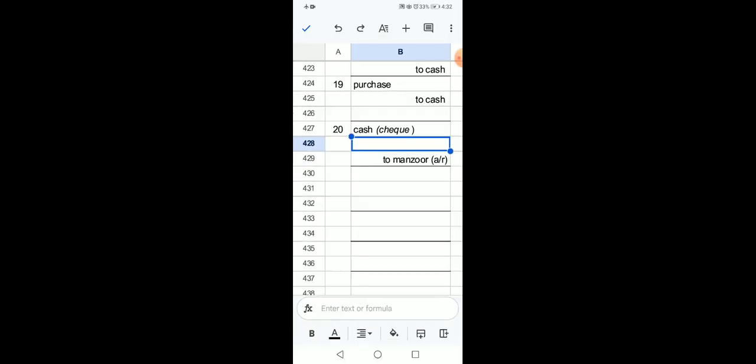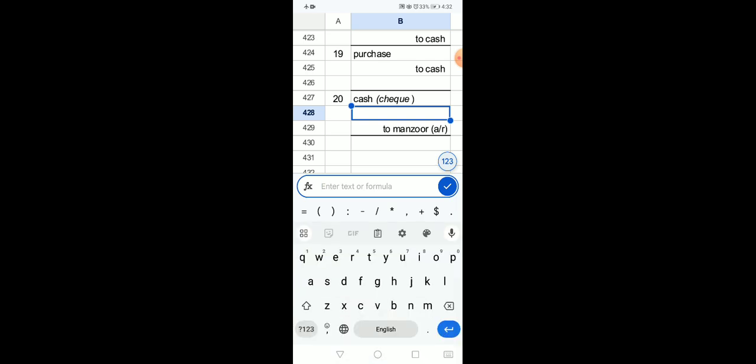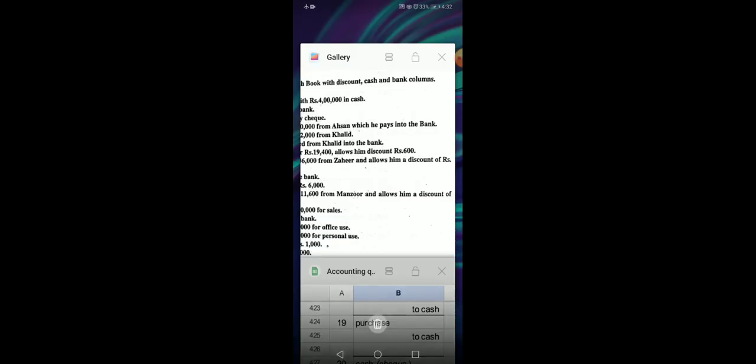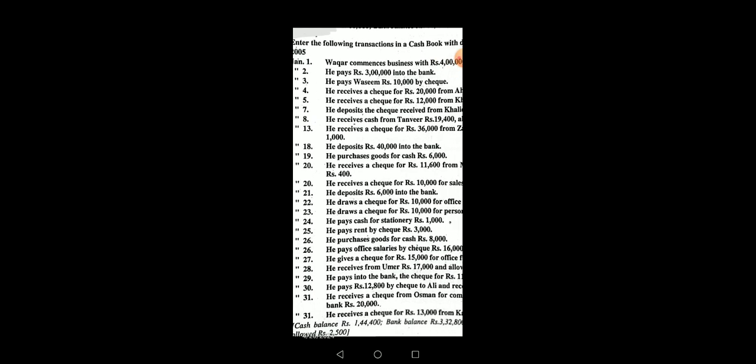Yes. He is mentioning the discount, and allows him discount. Here the scene has been made, we have allowed him discount. When you allow the discount, it means it's your expense side, that is the debit side. So you will write discount allowed on the debit side. This way you have your journal entry: cash and discount allowed to Manzoor. That is the 20th entry, now we will see the amount of the 20th entry.